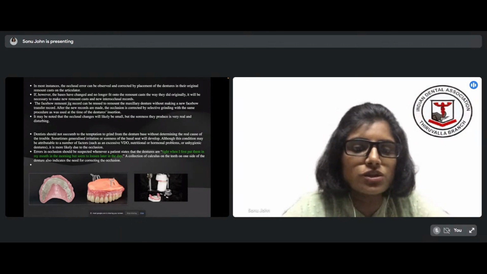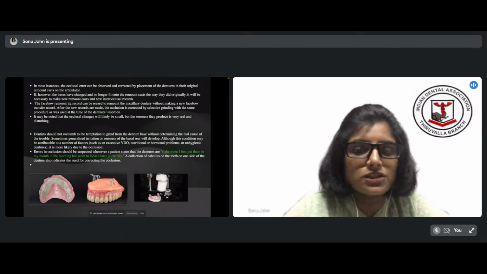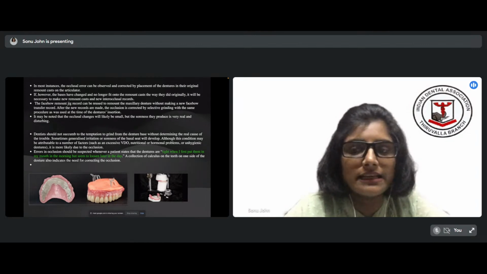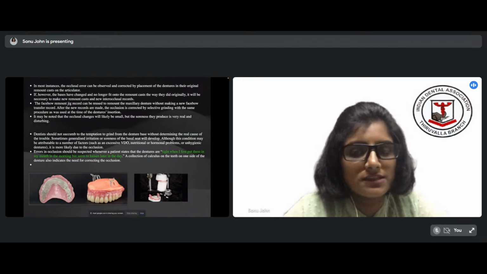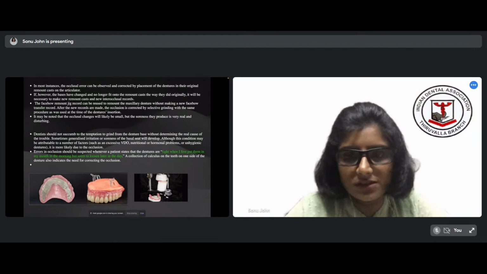Errors in occlusion should be suspected whenever the patient states that the denture was very tight when I inserted it, or the denture tends to loosen later in the day. Whenever the patient complains of issues like that, it is always because of an improper occlusion.